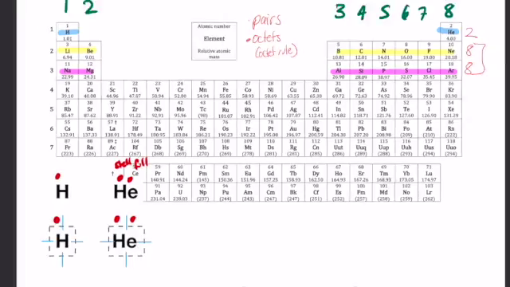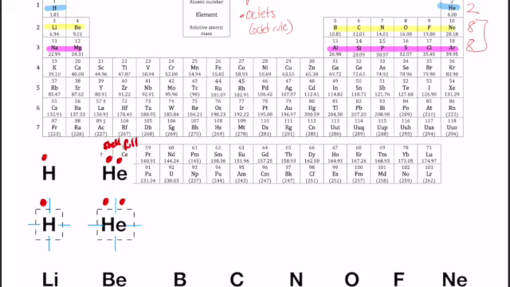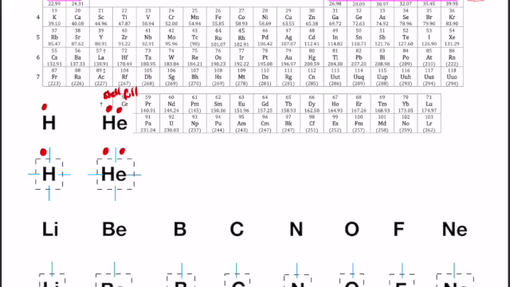So let's now move down to the next row of elements. We've got lithium, beryllium, and so forth. Well, lithium is in column 1. So that means it has 1 valence electron. So I can come down here and place this 1 like so, and that's it. That's all there is. So lithium is drawn like that.